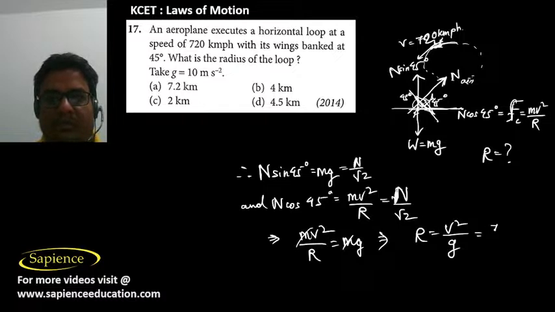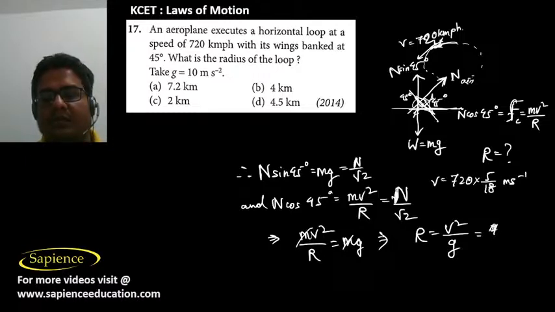So v will be equal to 720 kilometer per hour. 720 kilometer per hour, so I can say that it is into 5 by 18 meter per second. V is equal to 720 into 5 by 18 meter per second.